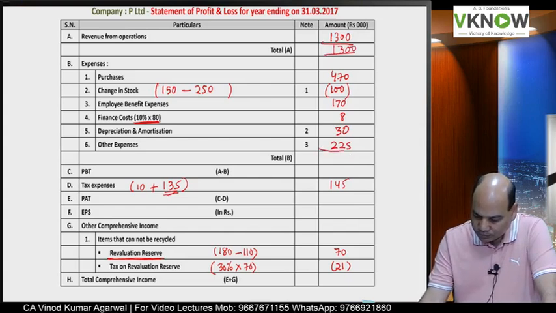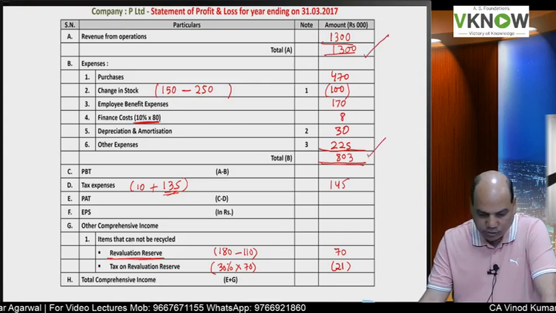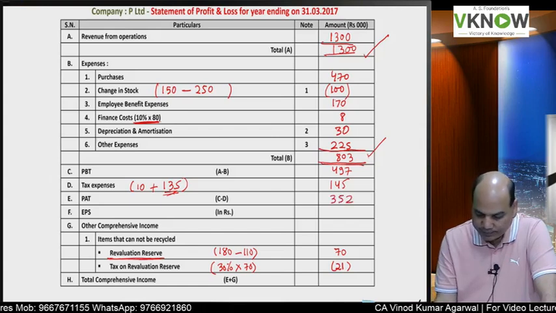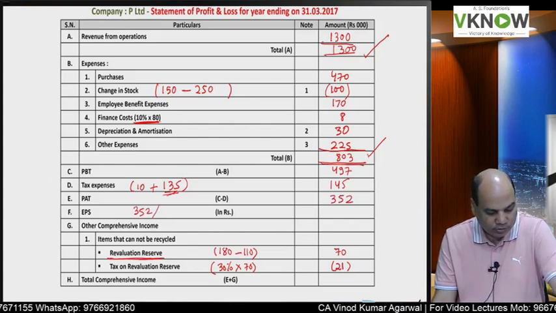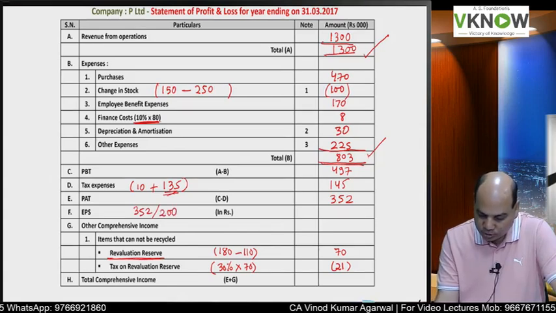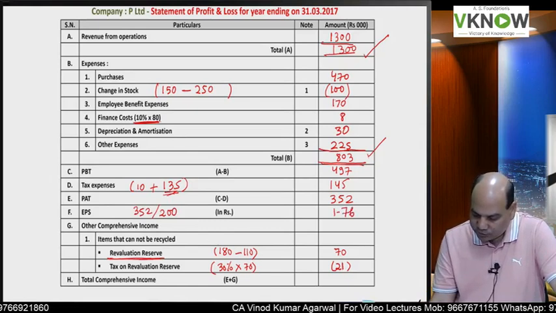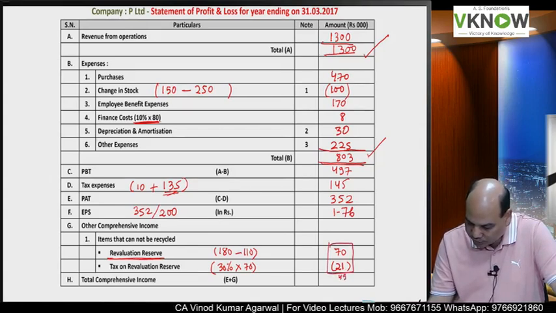Total of expenses here 803. PBT will be 1300 minus 803. 497. Tax expense 145. So PAT will be 352. EPS will be 352. And how many shares are there? Go to the trial balance. 200. Divide by 200. EPS is 1.76. Other comprehensive income 70 plus 21. So this is 49. Actually, if you have space right here.